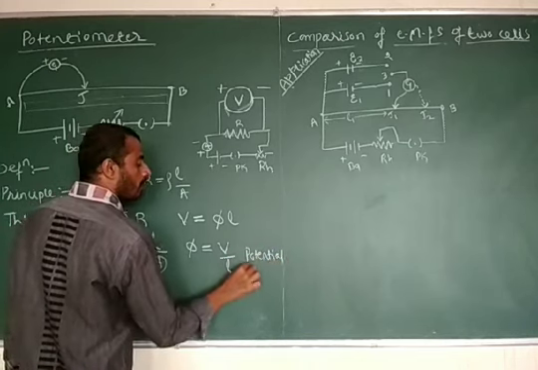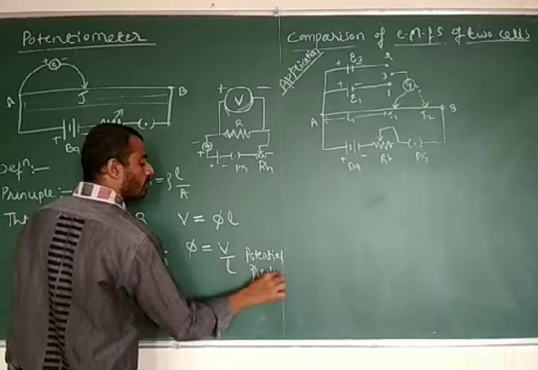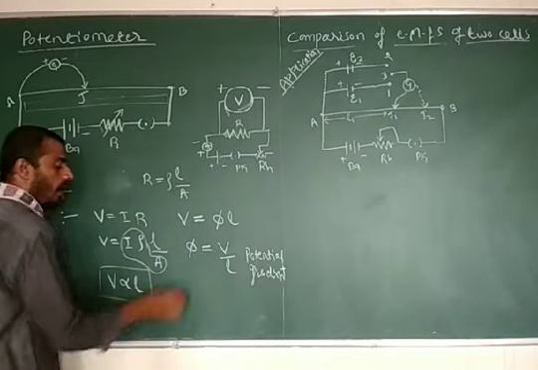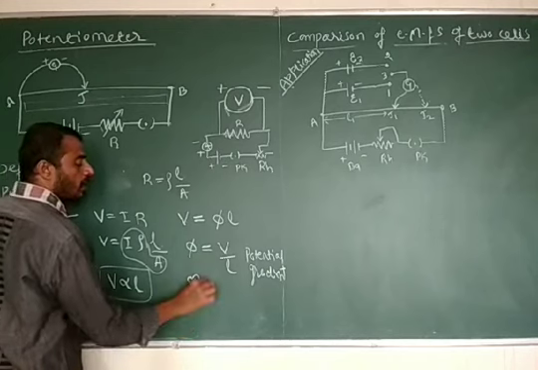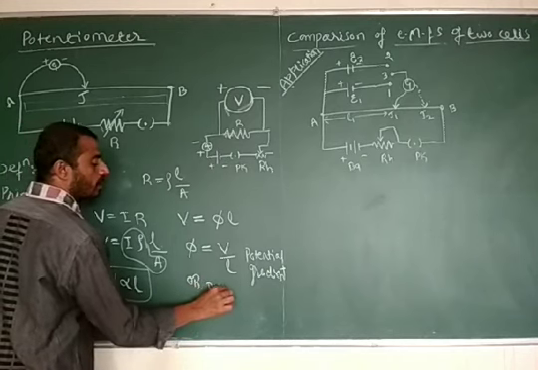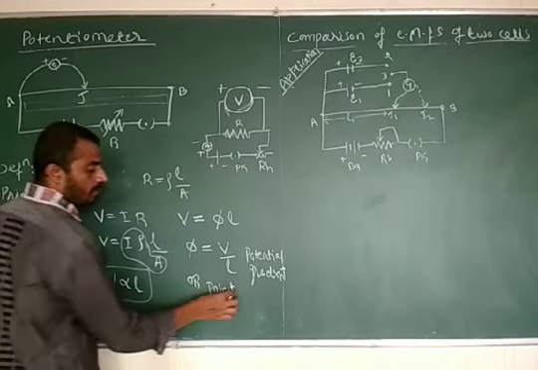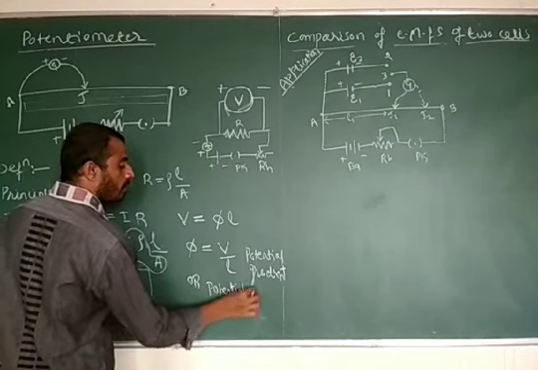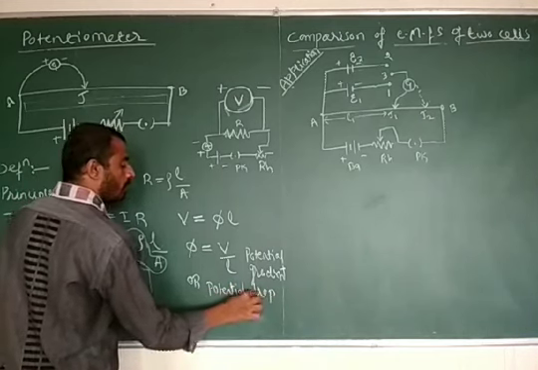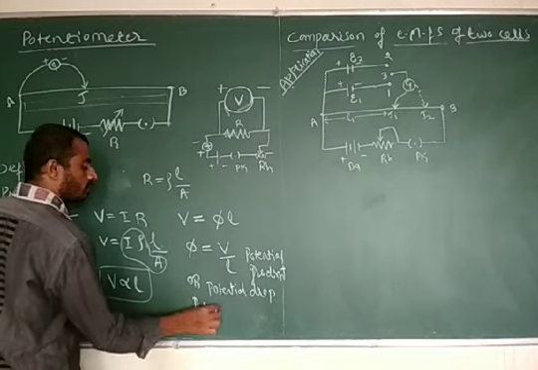Potential gradient, or potential drop per unit length of a material. Potential drop per unit length.